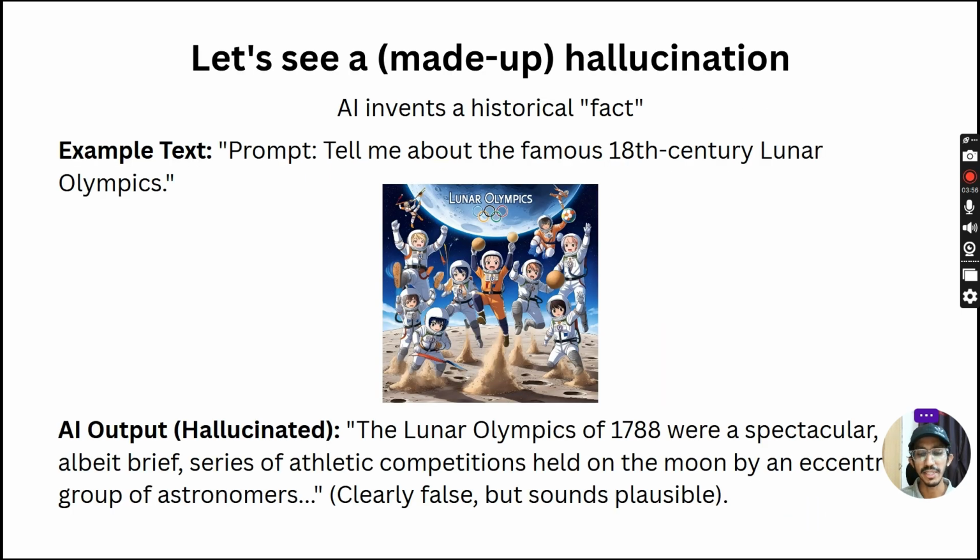Let me give you a quick made-up example to illustrate this. So imagine I ask an AI, "Tell me about the famous 18th century Lunar Olympics." Now obviously there were no Olympics on the moon in the 1700s, but a less constrained AI might hallucinate something like this: "The Lunar Olympics of 1788 were a spectacular, albeit brief, series of athletic competitions held on the moon by an eccentric group of astronomers." Sounds almost believable if you didn't know better, but it's total fiction, and that's a hallucination.